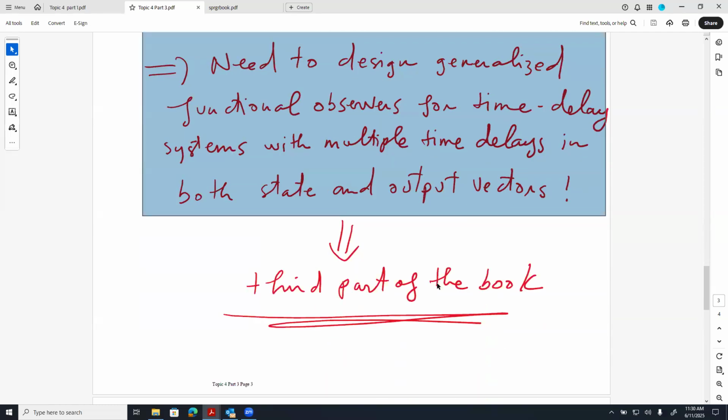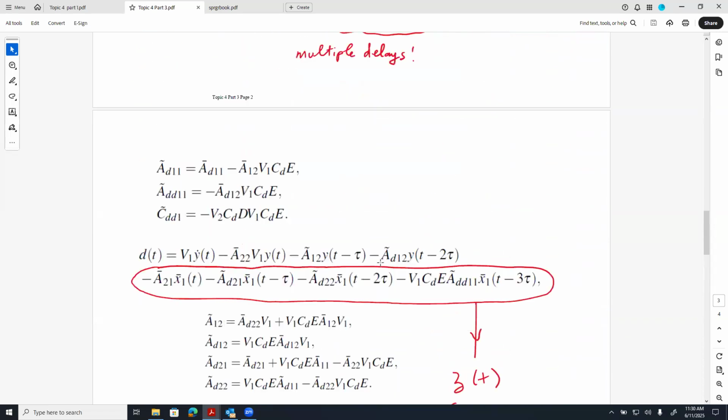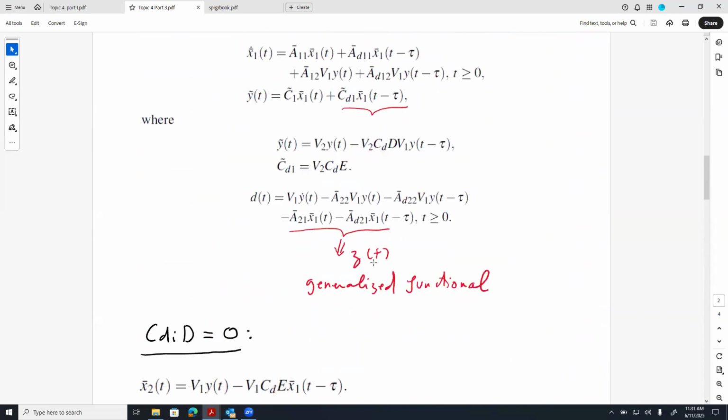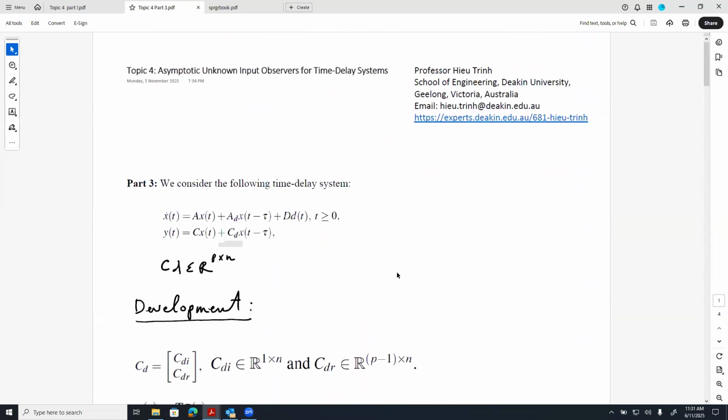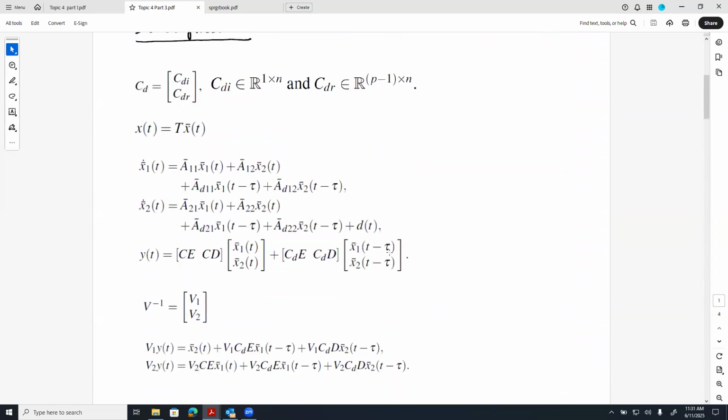And that is the third part of our book. And that's where we will go into the next topic, topic 5, where we just show that, look, let's do some sort of a design of a generalized functional observer for some system, just to show the significance of it, just to show that this is hot off the press and we need to do something about it. Okay, and that is something very interesting.